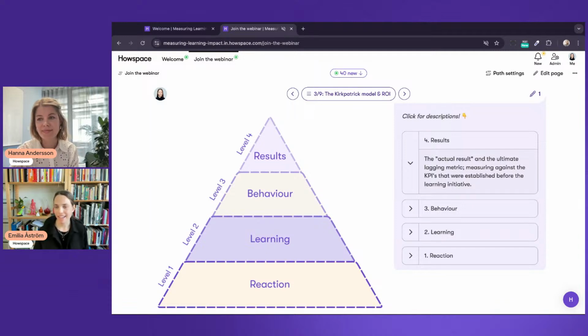So with that, now Hanna is going to walk us through some ideas on how we can rethink the ROI in L&D and look beyond just financial returns and into the broader impact that learning can have across the organization.